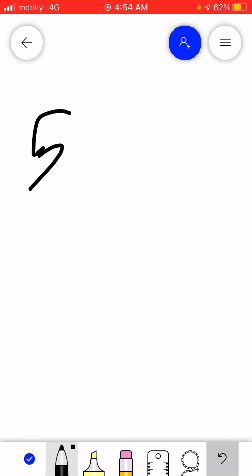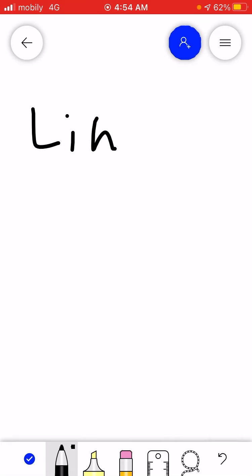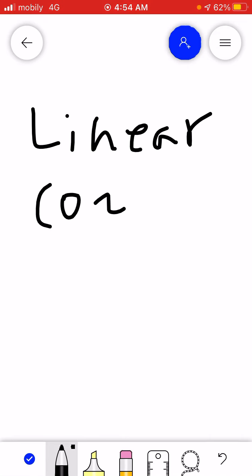Now let's see. Let's say we want a linear shape. What could be a linear? We could say it's CO2. Well, why is it CO2?